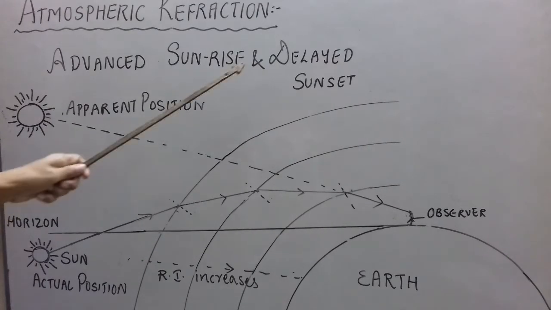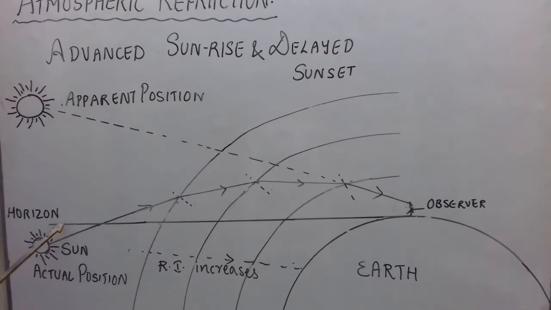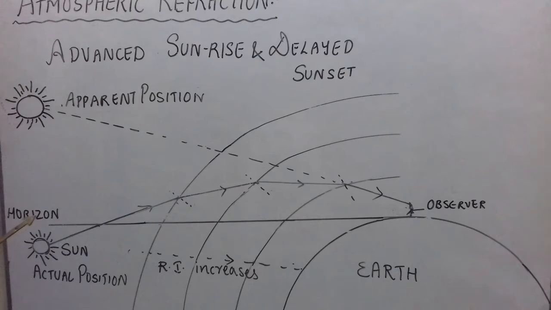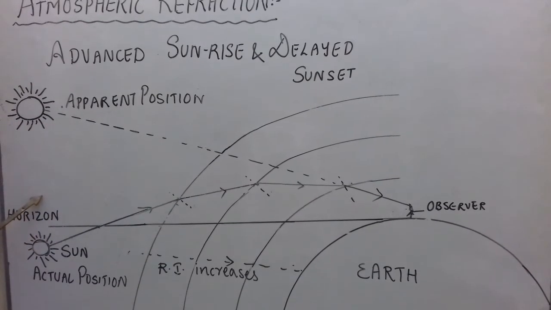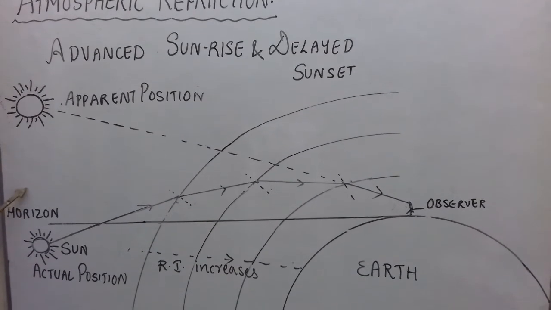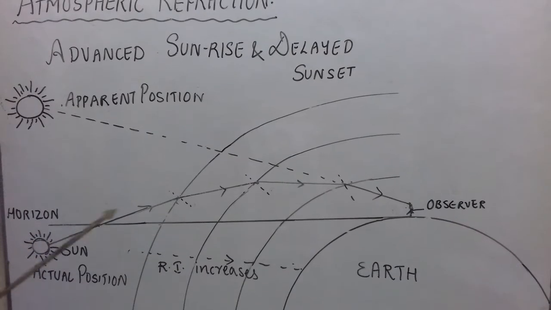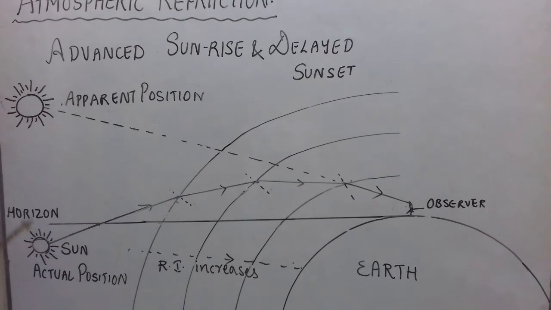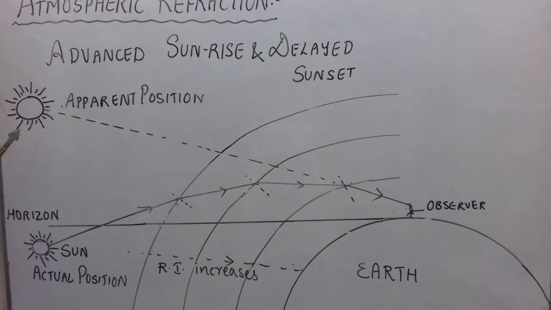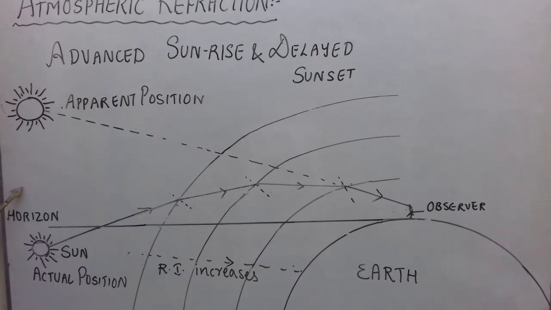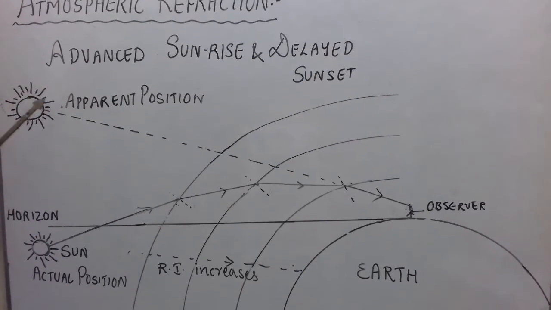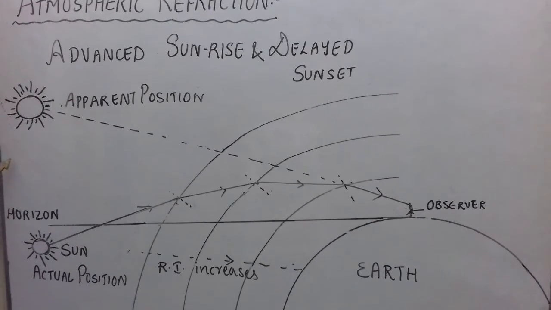Similarly, students, delayed sunset. Now in the evening, when the sun crosses this horizon and goes down, we say sunset takes place. But when in the evening the sun goes down, actual sunset takes place, but still the sun is visible to us near the horizon here. Why? Again because of atmospheric refraction. So the actual sunset takes place, but for us the sun is visible, so according to us sunset does not take place. So when we see the sunset, that is the apparent sunset. And again here the time difference between the real sunset and delayed sunset is 2 minutes.